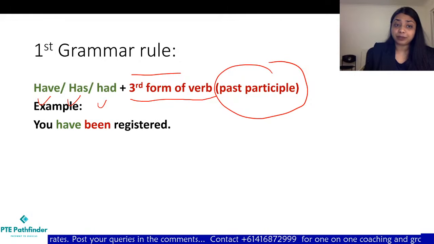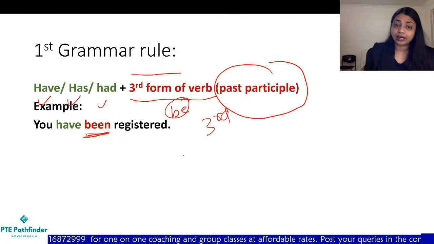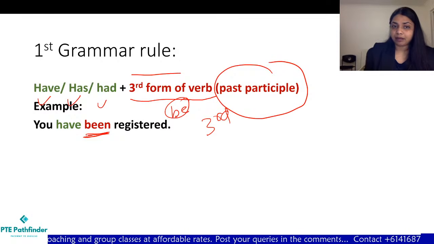You have been registered. Now, been is the third form of the verb here. The root form is be. The first form of the verb is is, am, are. Sorry, when we talk about the second form of the verb, it is was or were. And when we talk about the past participle, it becomes been. So, you have been registered. This is the V3 here.